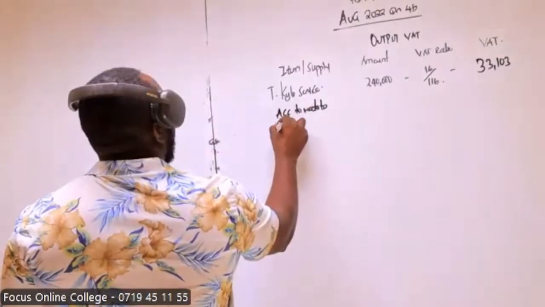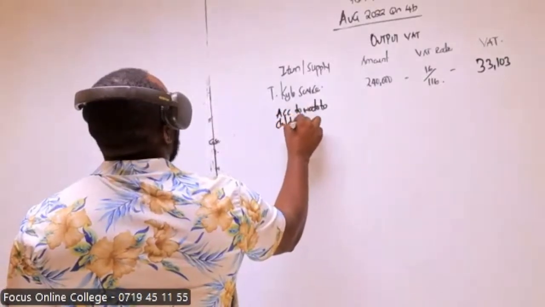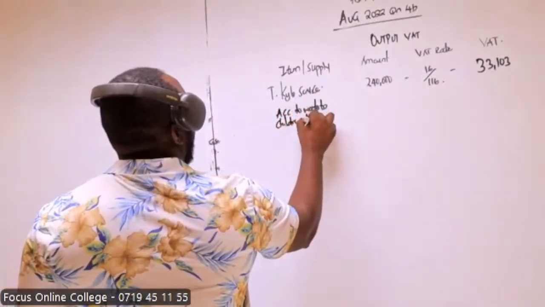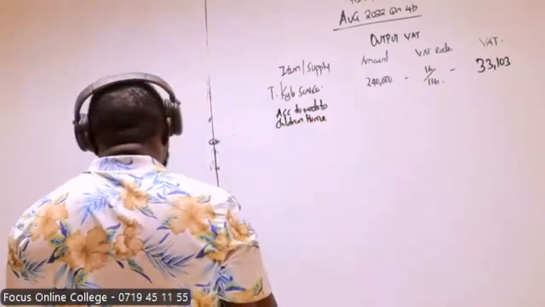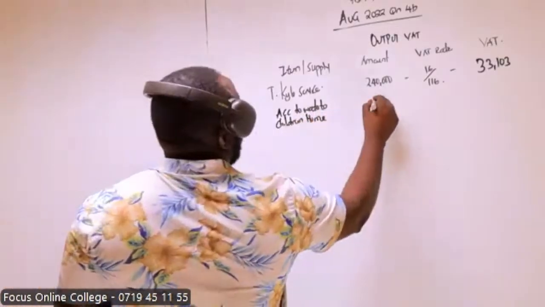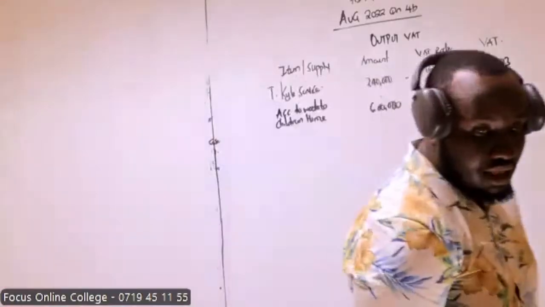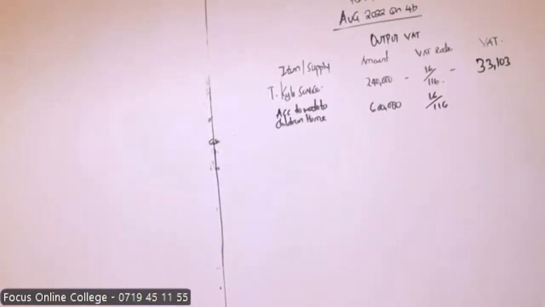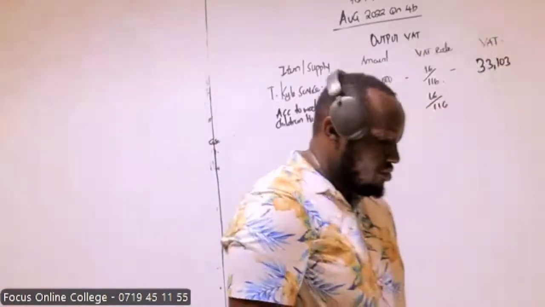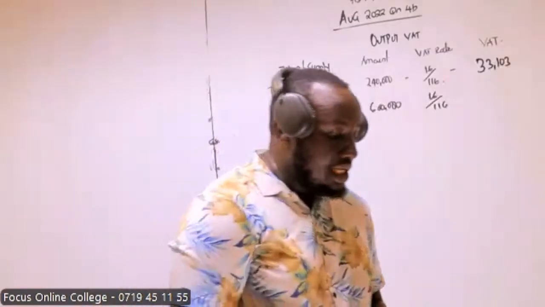Children's home. I know some people say that this is exempt. No. When they say children's home, that does not specifically mean that it is a charity. So that should be 16. Get for me that. You're the guys giving me that. Somebody has already gotten it.